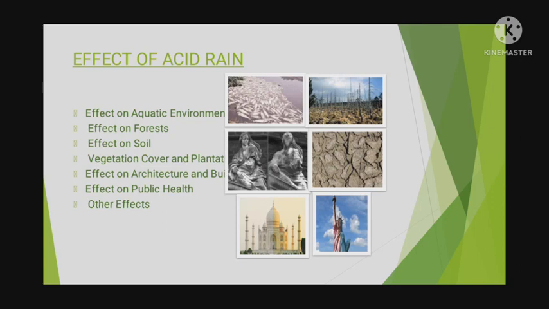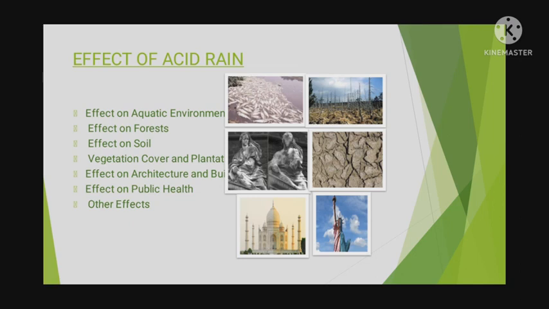And what are the effects of this acid rain? There are many effects of acid rain on the earth, and a few of them are: effect on aquatic environment. Aquatic plants and animals require a particular pH level of about 4.8 to survive. If the pH level falls below that, the condition becomes hostile for the survival of aquatic life. Next, effect on forest. Acid rain also destroys the forest habitat.